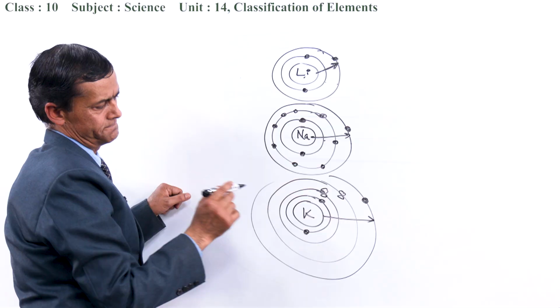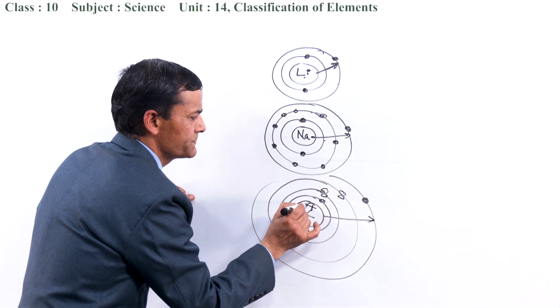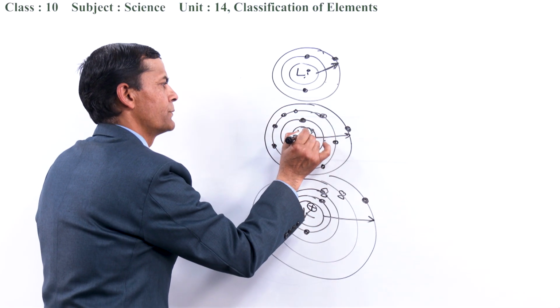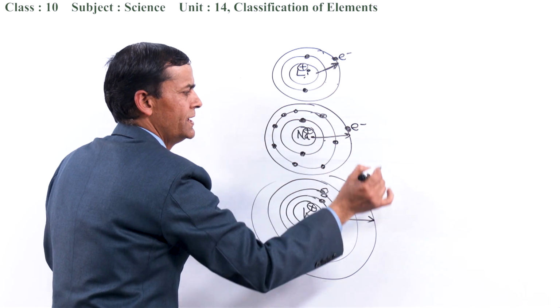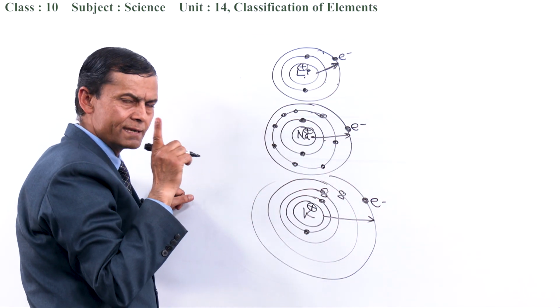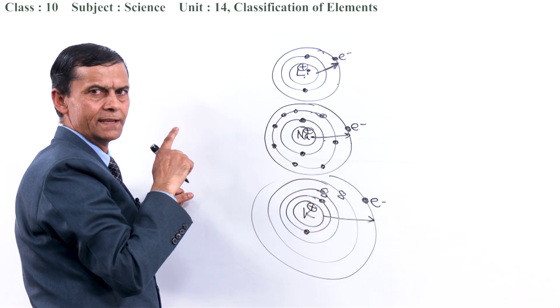Then what happens? There is the nucleus, the positively charged nucleus contains protons, isn't it? The protons attract the electrons, the valence electrons, like this. Remember, it determines the reactivity also. Which is highly reactive then? Do you know?